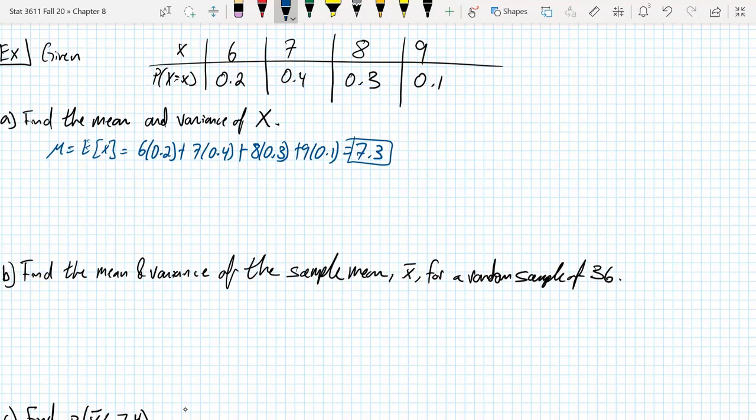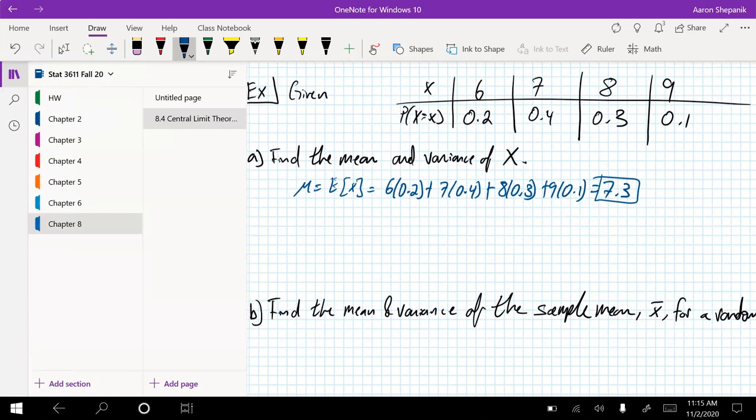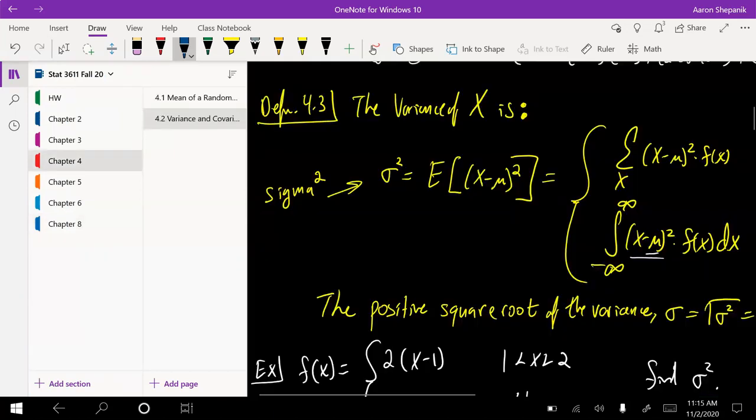How do we find the variance of x here? This is not the sample variance. This is the variance of the random variable x. Sometimes you don't remember the exact formula, but you do know that there is something that exists. So don't feel bad if you ever want to pop back to your notes here and say, okay, where do we talk about variance of random variables?